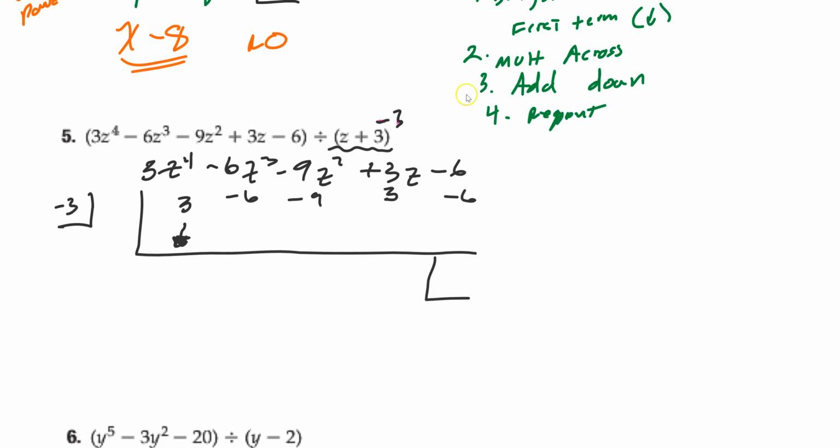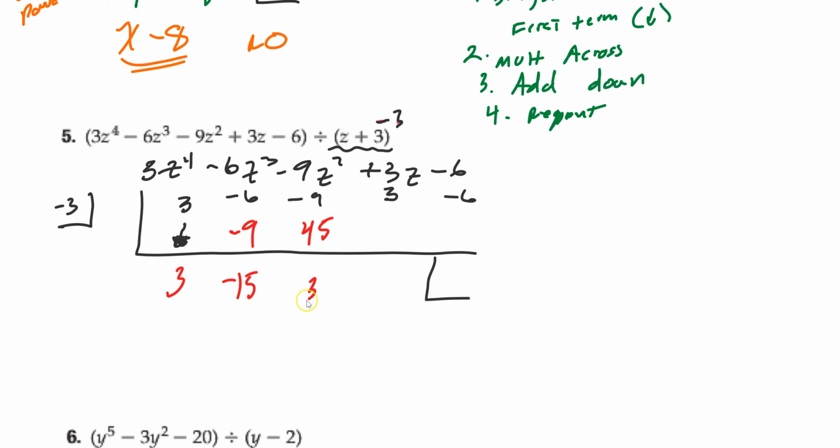So, steps, right? Bring down the first one. So we're going to bring down that 3. That's why the arrow's there. Then we're going to multiply across. So 3 times negative 3 is negative 9. We're going to add down, negative 15. Multiply across, 45. This is getting ugly.